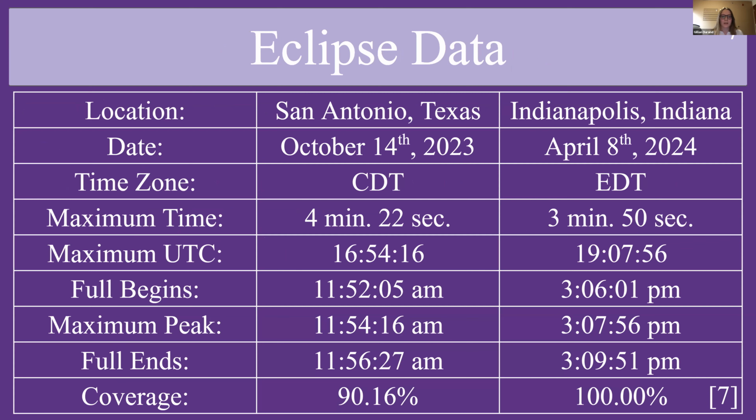This table highlights information about the upcoming annular and total solar eclipses. On October 14th of 2023, the annular solar eclipse will be viewed in San Antonio, Texas. And on April 8th of 2024, the total solar eclipse will be viewed in Indianapolis, Indiana. Here we also noted the times in which each eclipse will occur in their respective time zones. The maximum time tells us the period in which the maximum coverage will occur, and the peak tells us when the moon is at the greatest coverage over the sun. The annular will give 90.16% coverage, and the total solar eclipse will give 100% coverage. More information about these two eclipses and our goals for them will be mentioned in our future plans section.